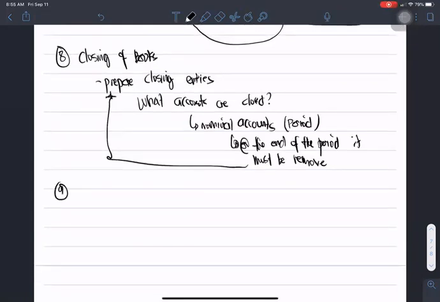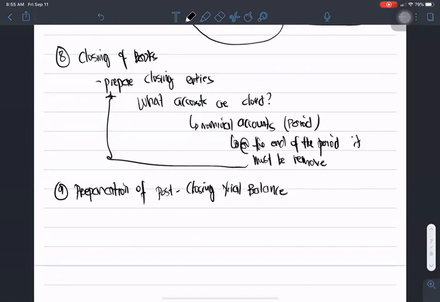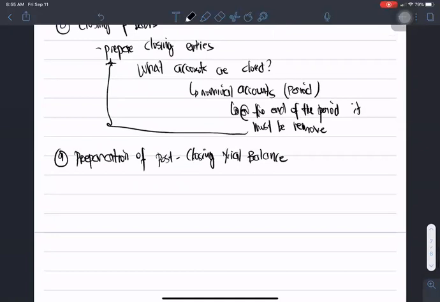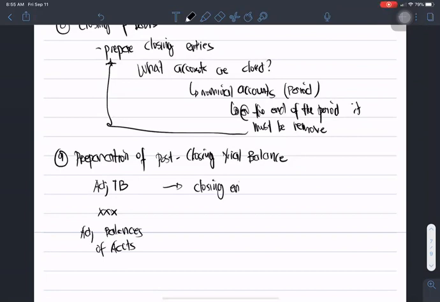Number 9, the 9th step, is the preparation of the post-closing trial balance. So we have now your adjusted trial balance, which shows your adjusted balances of accounts. And then we prepare another entry. We have your closing entry.